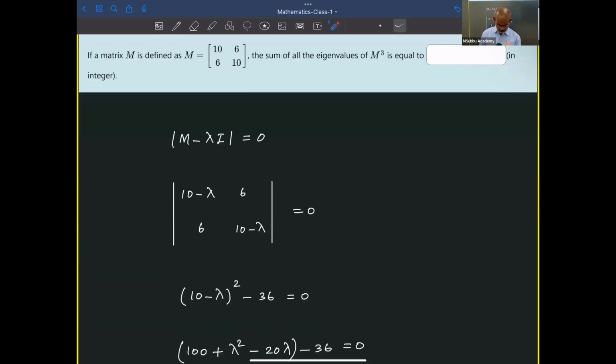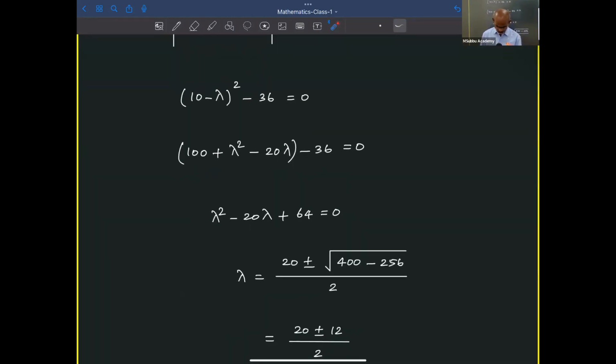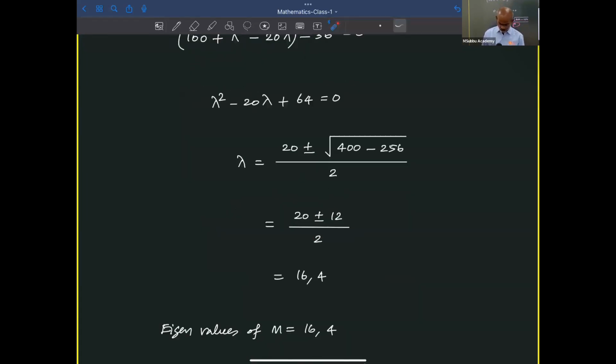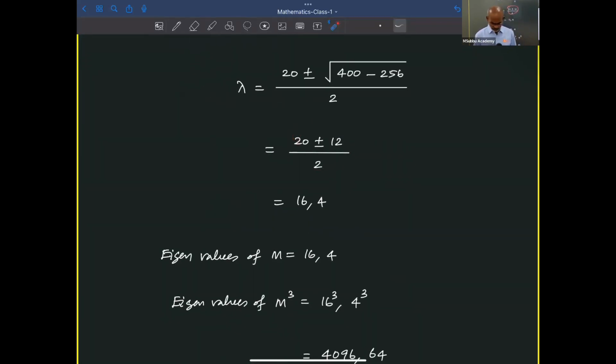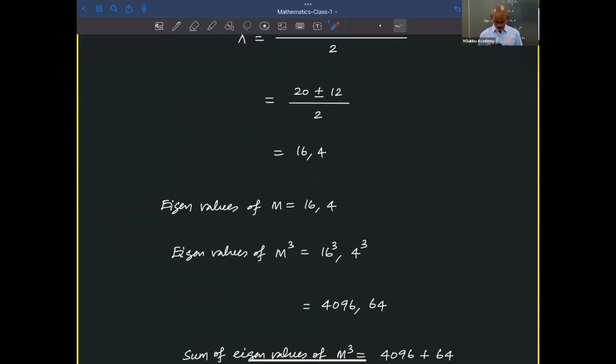For that, first let us find the eigenvalues of M. For that, M minus lambda I equal to 0. Simply, whatever the elements, subtract lambda. Then you'll get this quadratic and solve for the roots: minus b plus or minus root of b square minus 4ac, divided by 2a. That gives lambda, which is 16 and 4. These are the eigenvalues of the original matrix.